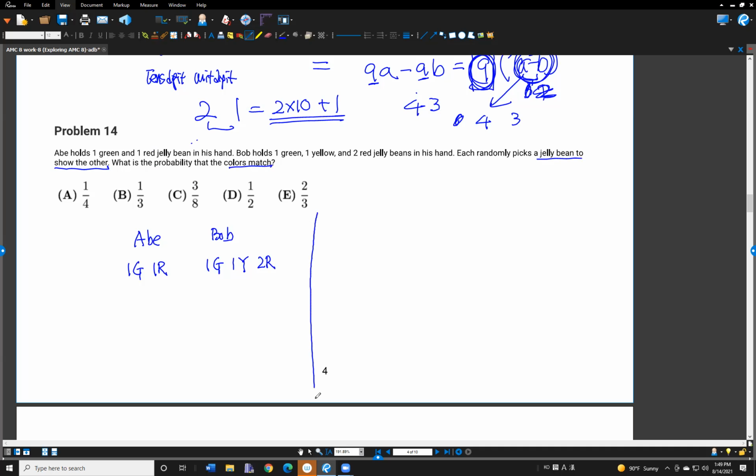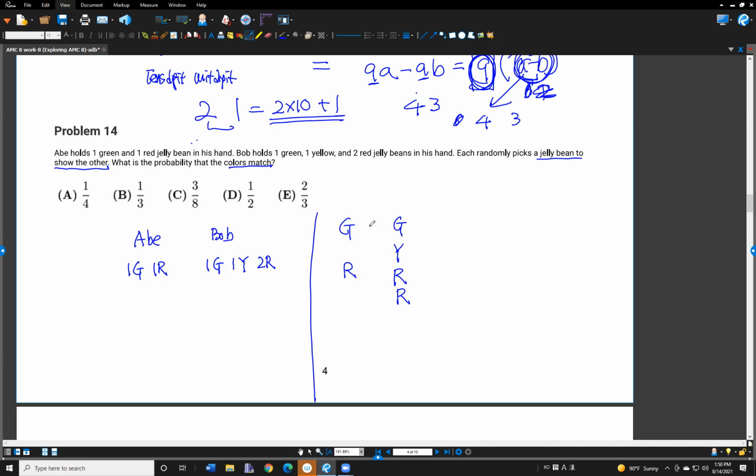I'm going to use this way. This is better. Abe is what? Green, red. Bob is what? Green, yellow, red, another red. Wow, 2 red. That's different. Okay. What is the probability that the colors match?